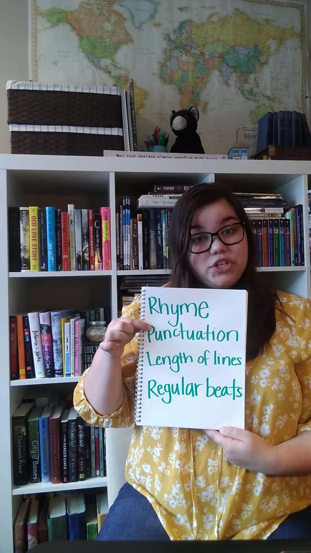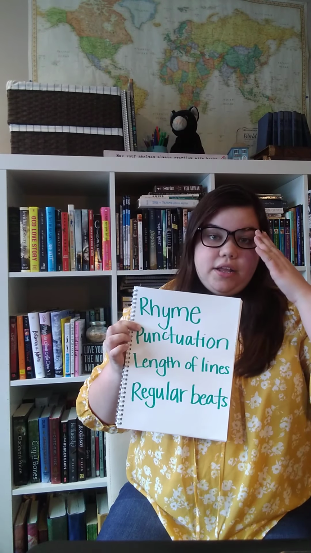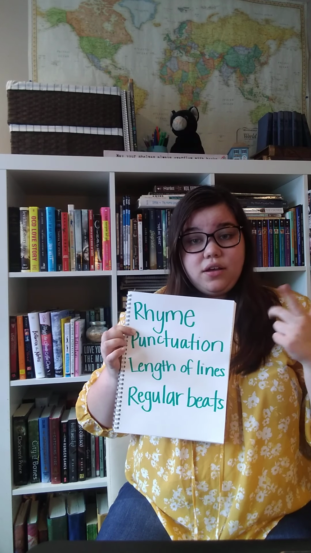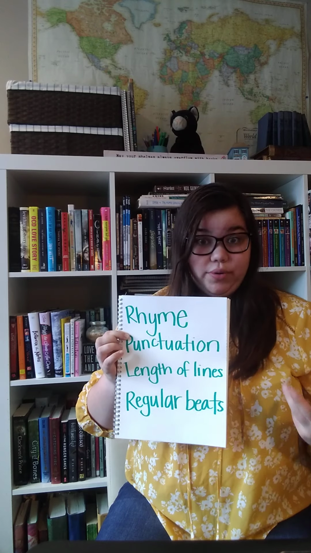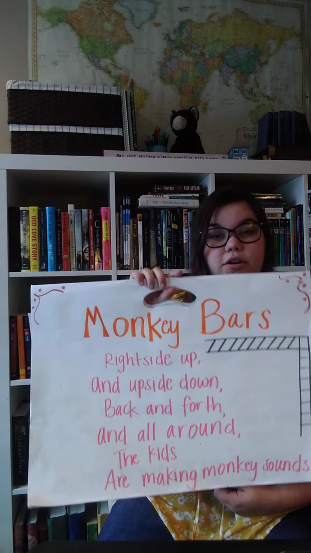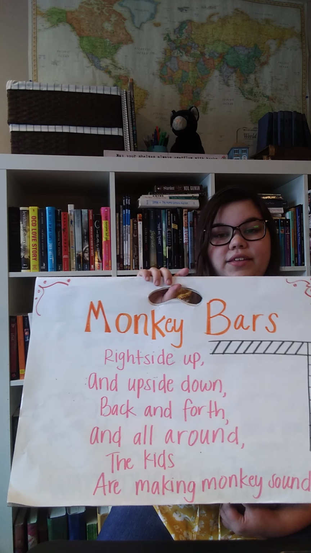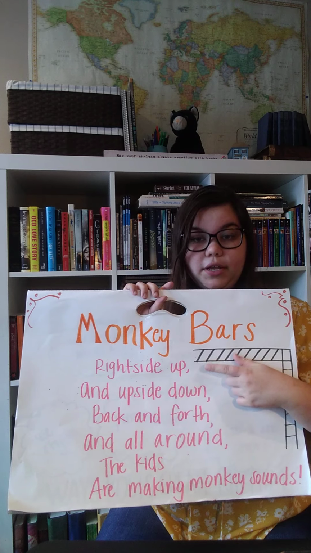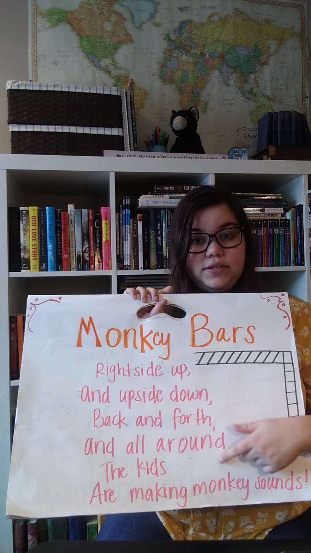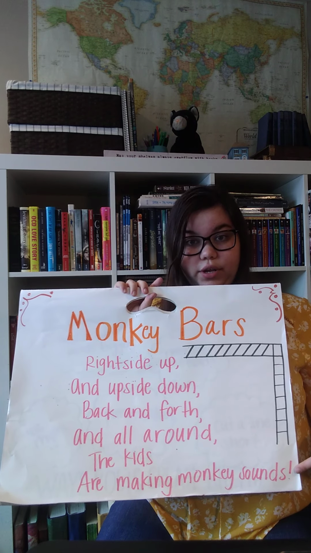Next on our list of strategies is punctuation. Punctuation is anything from a period, a comma, an exclamation point, or a question mark. Anything that tells you how to read the text. So let's look back at our poem. Do you see any punctuation? I see 5 punctuation marks, 4 commas right at the end of these lines, and 1 exclamation point.